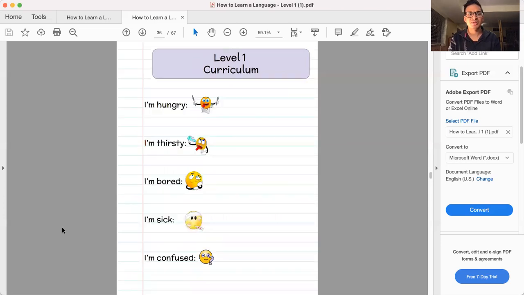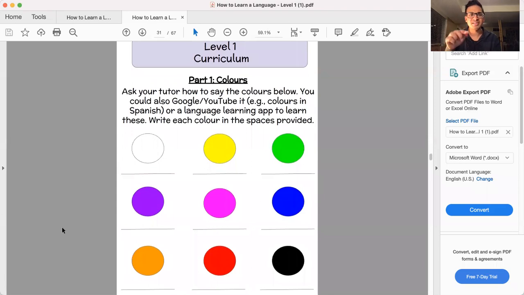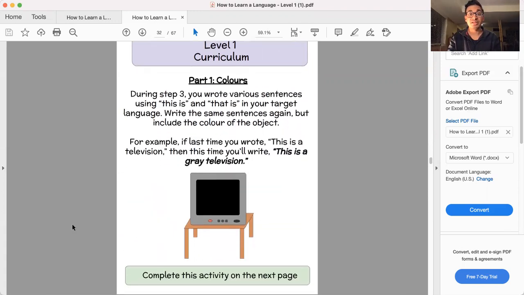I'm going to go back to the beginning here so you can see the list. I'll go nice and slow so you can pause and see what they are and digest that information. So we have colors right here. Okay. I've written a color activity that I would like you to do as well.